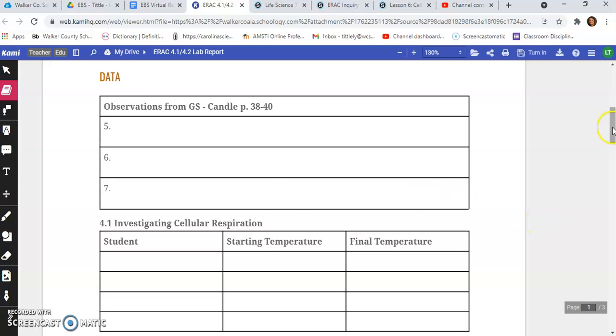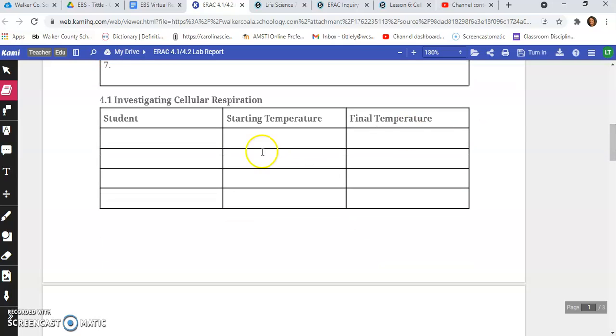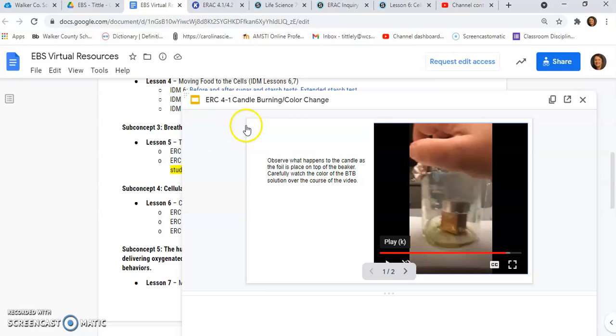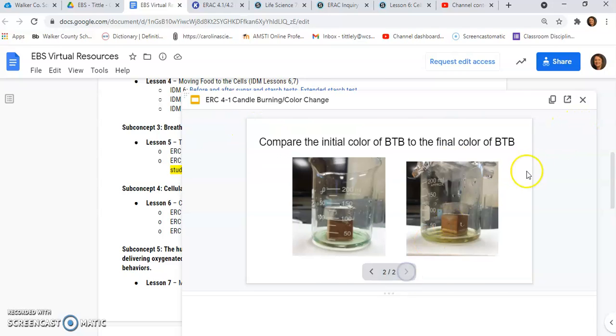Okay, for the next set of our data, we're going to be investigating cellular respiration, and in class we would have used 4 different students, but those of you at home doing this virtually, you'll only have one set of data. You will have a starting temperature of the water and the final temperature of the water. So now we're going to watch a video clip to help us with that step.